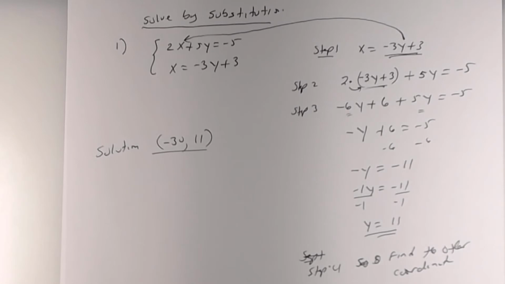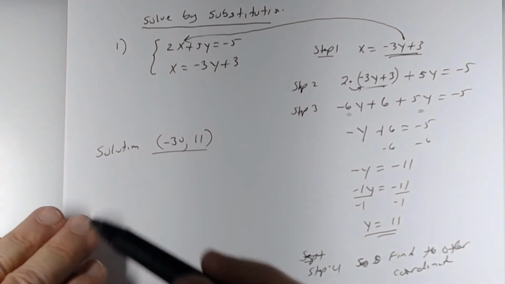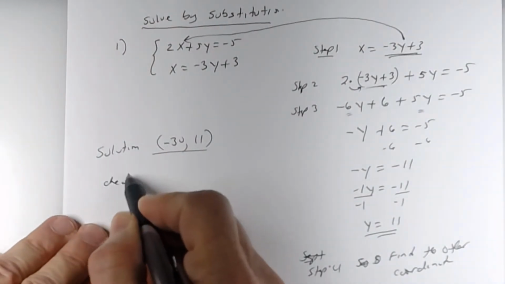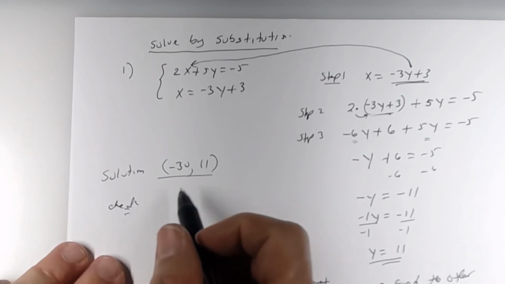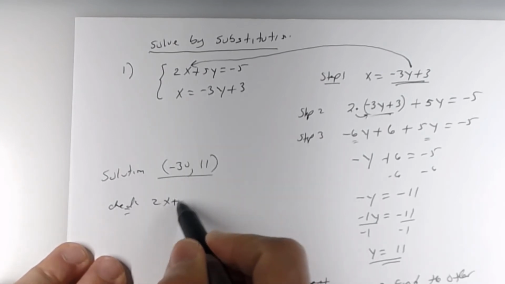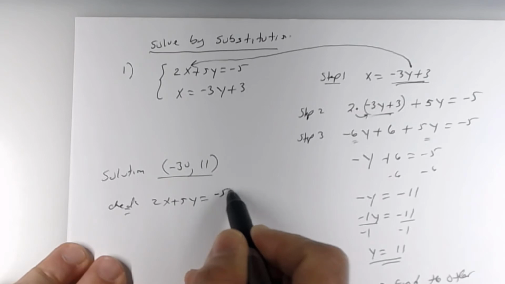You're not going to have time to check on a test. But on test 2, this will be on test 2, solve a system using substitution. But if you did have time, you could check it. So just to show you how to do that, go back to the first equation, just like you did the graphing one, which is 2x plus 5y equals negative 5.